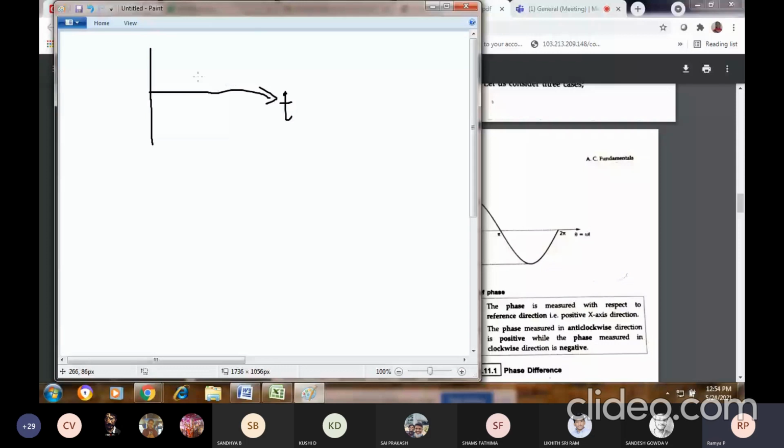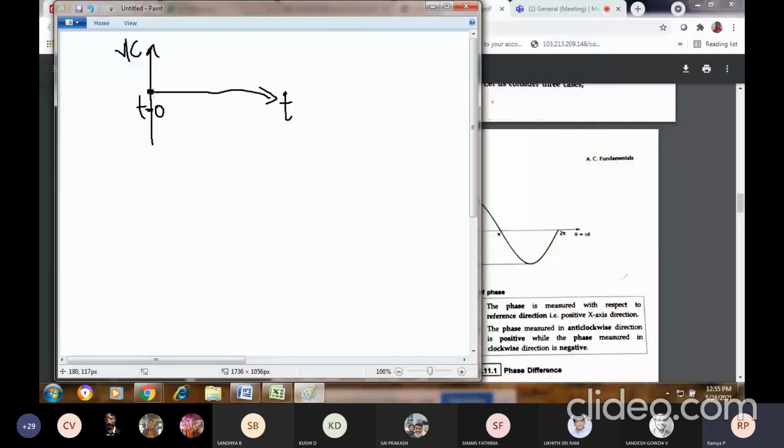And now I am going to take what is my phasor representation or phase angle for a given quantity. Now I am going to consider what is the phase angle when time t is equal to 0. When time t is equal to 0, my current or voltage is 0 here.